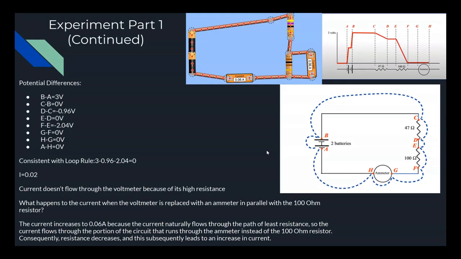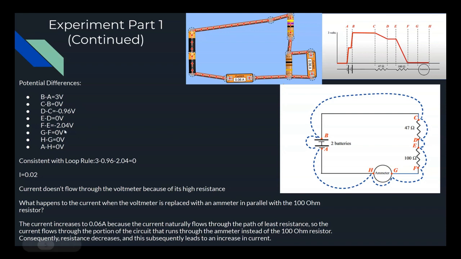As we continue on in this first part of the experiment, I was to calculate the potential differences at the different points that can be seen in the image shown to the right, and then predict what the total potential difference should be when going through a full round trip in the loop of the series circuit.